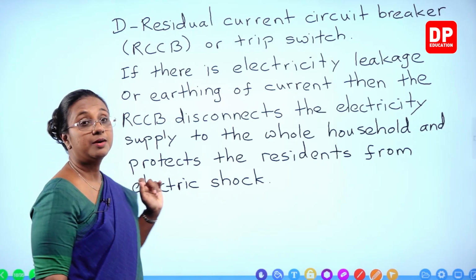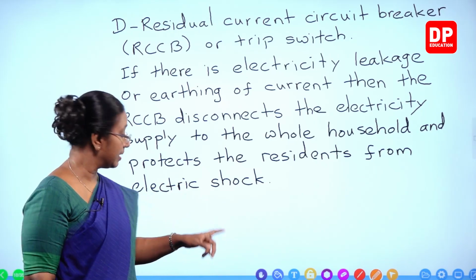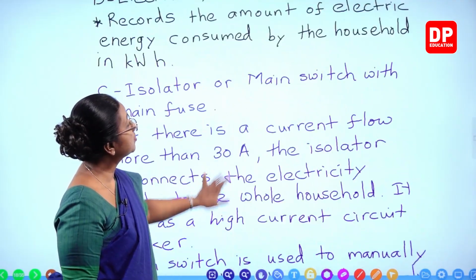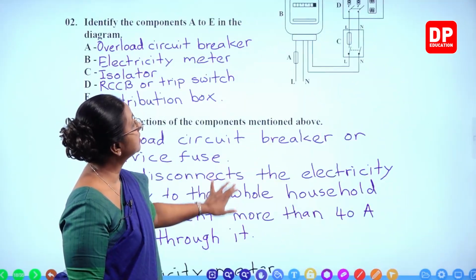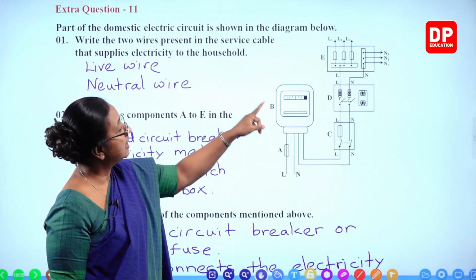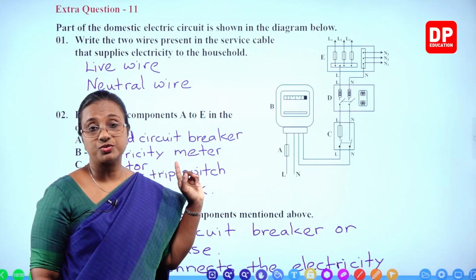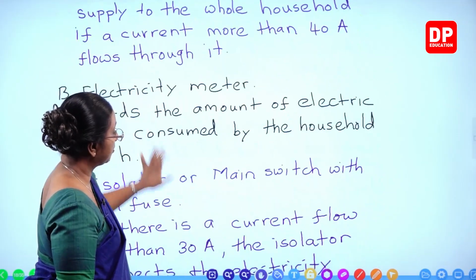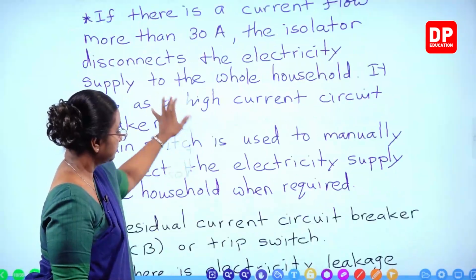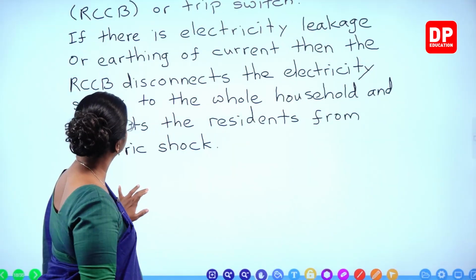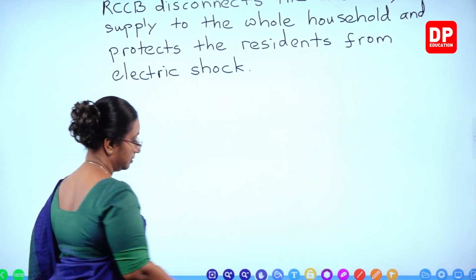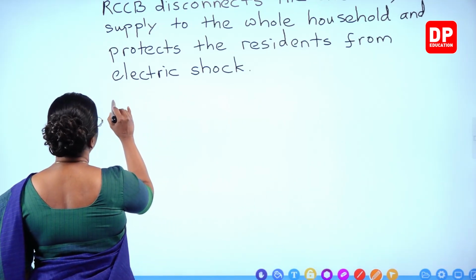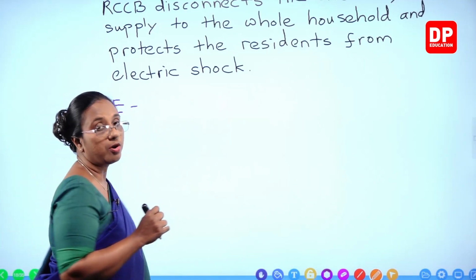Then we have component E. You can remember component E is the distribution box containing the miniature circuit breakers. Can you see there? It is the distribution box. So now we need to write the function of the distribution box. Distribution box, that is component E. What does the distribution box do?